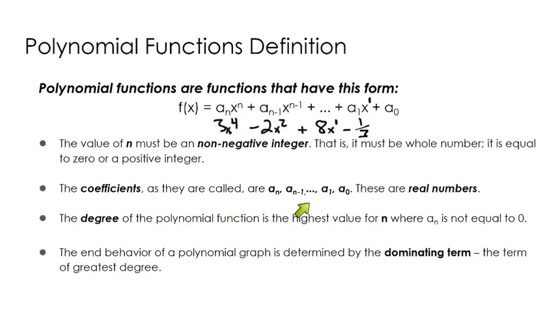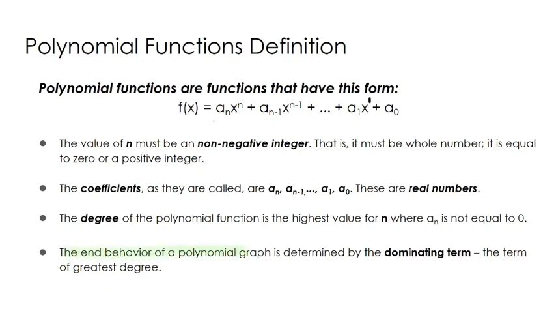This is important. The degree of the polynomial function is the highest value for n, where a sub n is not equal to 0. So this particular polynomial will be a 4th degree. If I were to erase that, then all of a sudden we have a 2nd degree polynomial. So know that. And then know that n is a non-negative integer. We don't have fractions in our exponents. You can graph that, but then it's just not considered a polynomial. But where we really want to live is right here, because this is going to be our important thing.